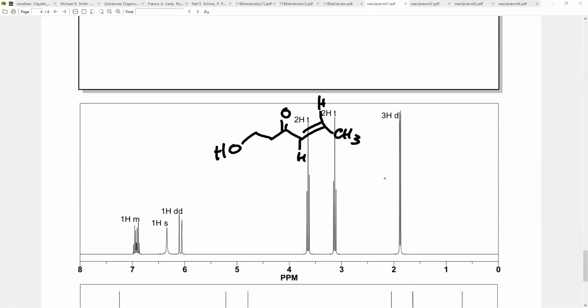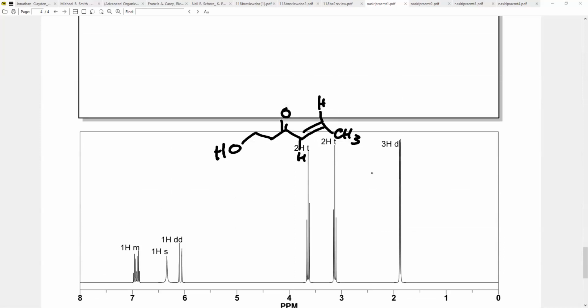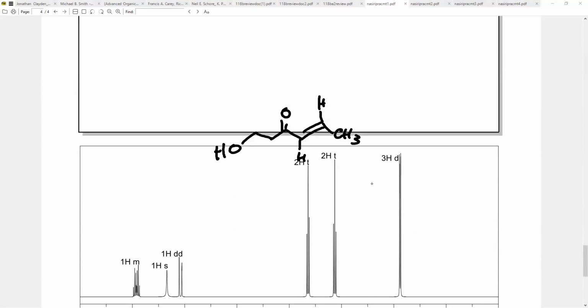So, I'll post up the NMR video that I made again. It goes over the basics and what you need to know. You should be fine. There's actually one I made for 118B. I'll send that actually. There's one I made for 118B, so I'll send that for the NMR. You guys should be good.